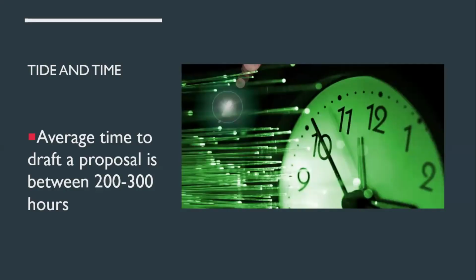Time and tide. I put this slide up because it is really critical that you start looking at an application well in advance of the due date. The average time to draft a proposal is anywhere between 200 to 300 hours, and I've even seen some entities that have said 300 to 400 hours. Now, I do a lot of counseling work for SBIRs. And if you're going to come to me the week before the SBIR is due and say, can you tell me how to start?